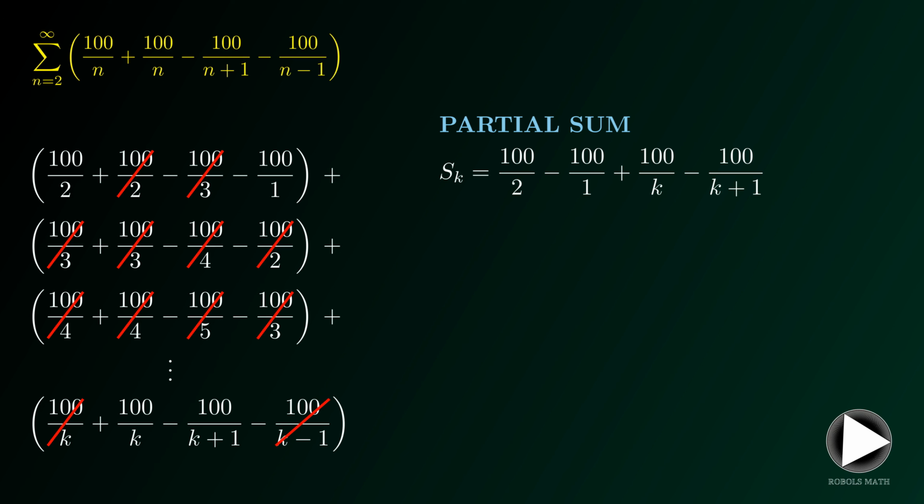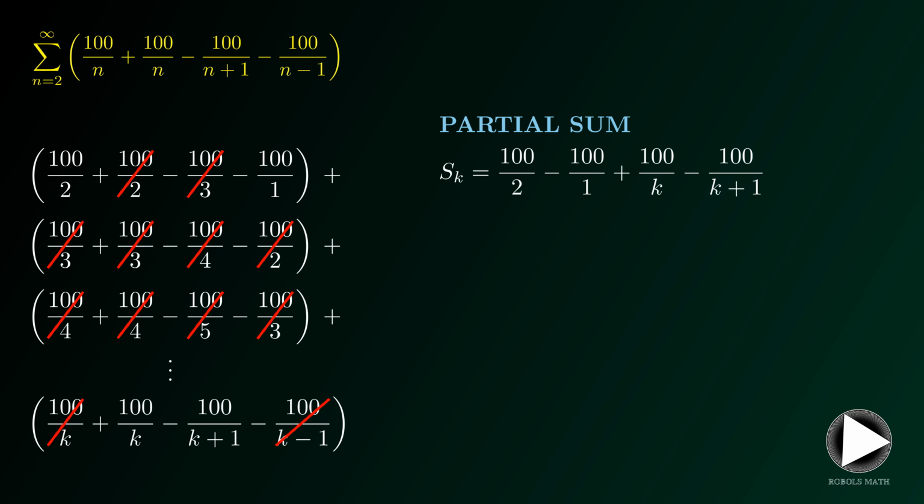For example, the sum of the terms up to n equals 4 is 100 over 2 minus 100 over 1 plus 100 over 4 minus 100 over 5. This eventually simplifies to negative 45. You can verify if this is correct by evaluating each term and then adding them up.